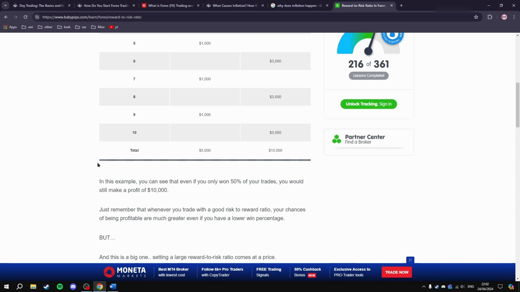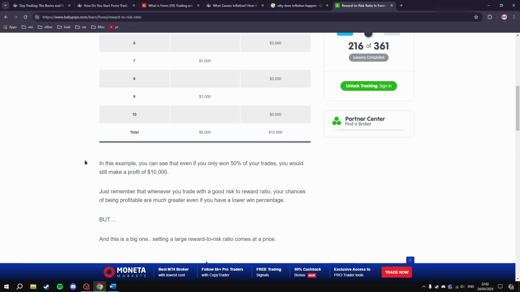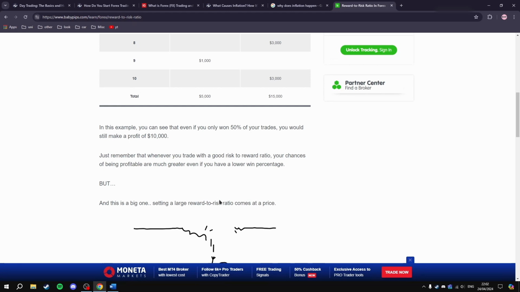In this example, you can see that even if you only won 50% of your trades, you would still make a profit of 10,000. Just remember that whenever you trade with a good reward to risk ratio, your chances of being profitable are much greater even if you have a lower win percentage.